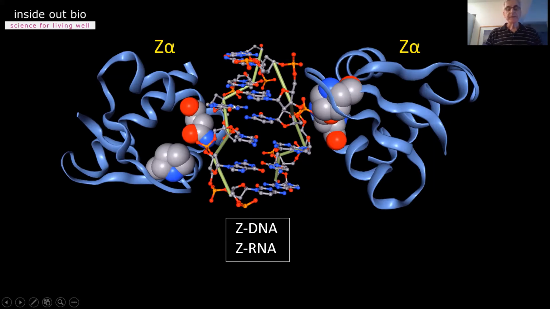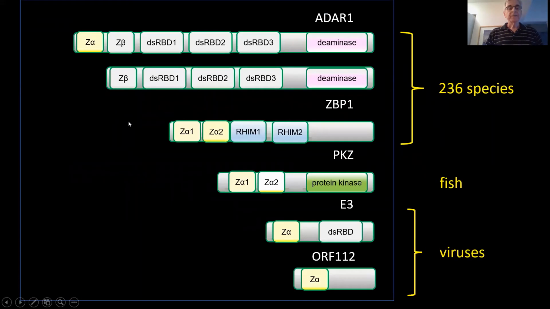Z-alpha binds not only to Z-DNA, but also to Z-RNA. Z-alpha is present in a number of different proteins. The one that we first identified it in is the protein ADAR1, and ADAR has a deaminase domain, and it edits double-stranded RNA that it recognizes through these double-stranded binding domains. What it does is it deaminates the adenosine in double-stranded RNA to form inosine. And if this occurs in a codon, it can change the protein that's made by changing the amino acid incorporated.